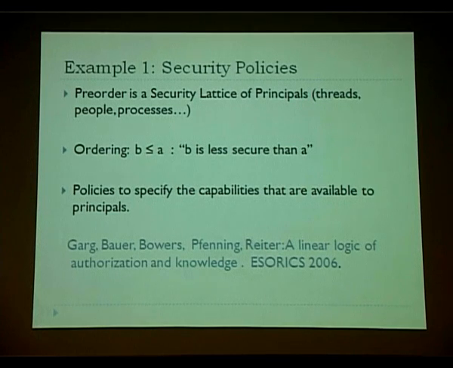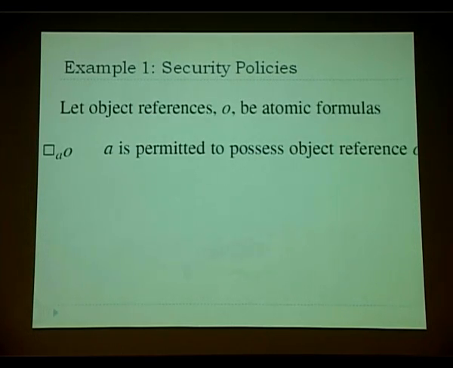And what are these policies going to be? I'm going to give you examples in a minute. These policies are basically going to specify the capabilities, the permissions that are available to principals. Okay? So let's look at some examples. The basic propositions in such a policy are the atomic formulas, if you will, the O's, which are object references. Okay? So a capability to access an object. That's what it's going to be. And the way I want to read box A O is that A is permitted to possess this capability.